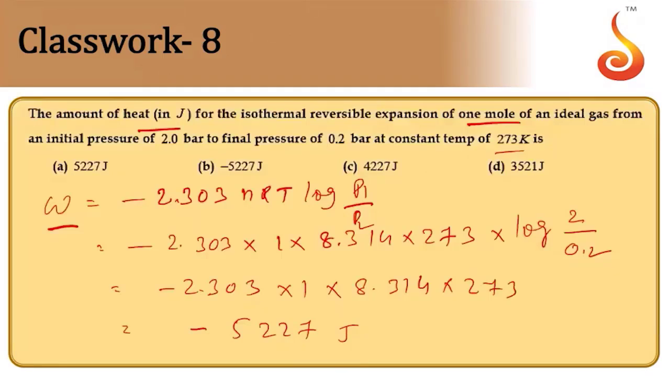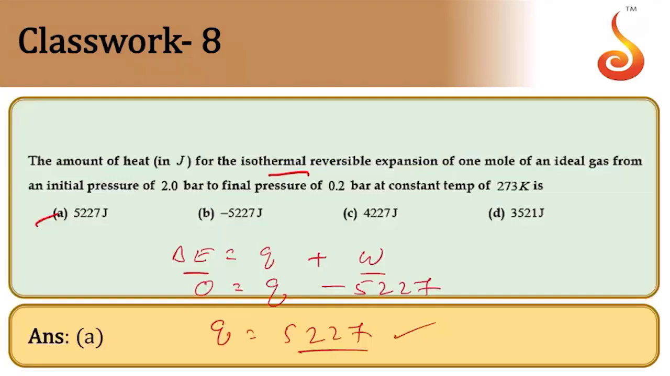So we found out first of all work done applying the formula minus 2.303 nRT log P1 by P2. We simplified, we got the value minus 5227. It is a work done in the process, but they are asking us amount of heat. Therefore applying first law of thermodynamics, delta E is equal to Q plus W. Delta E is equal to 0 because it is an isothermal process. Delta E becomes 0, Q plus W. W we found out to be minus 5227 joules. And therefore finally Q comes out to be 5227 with positive sign we have. So therefore answer is option A.